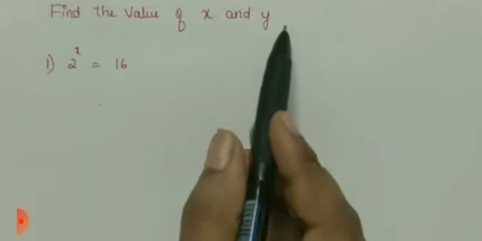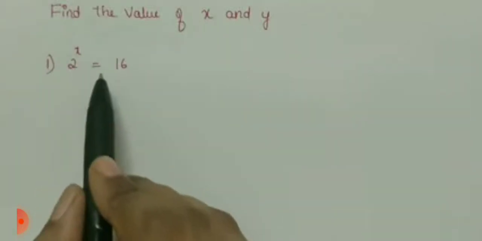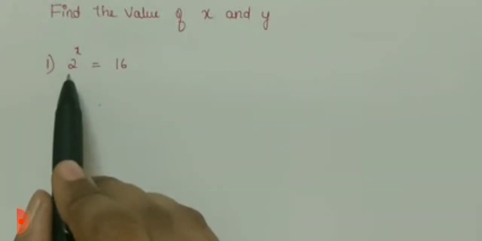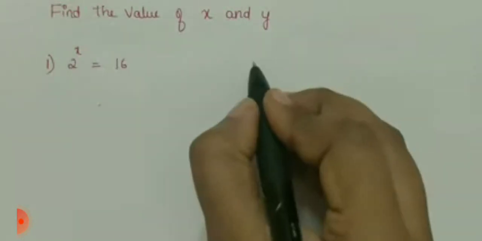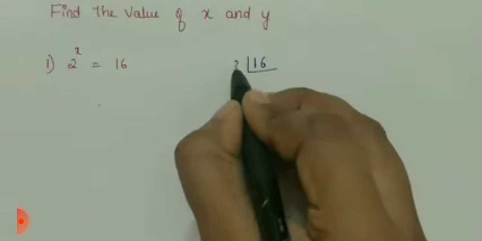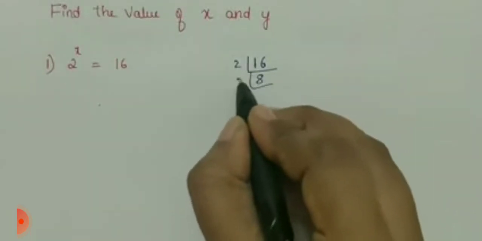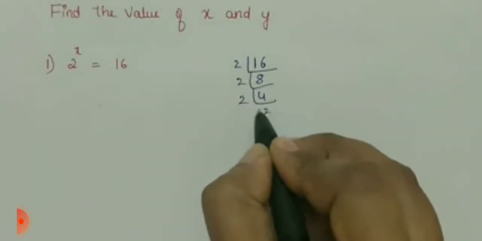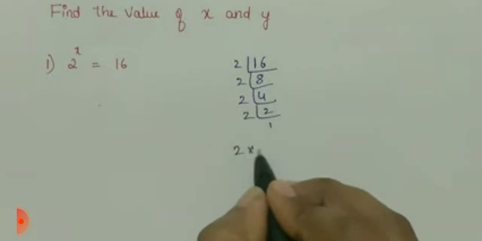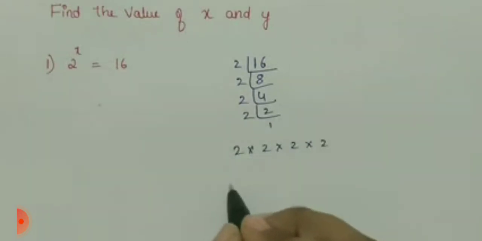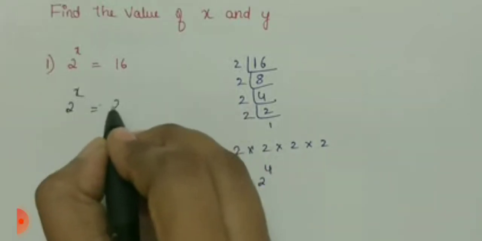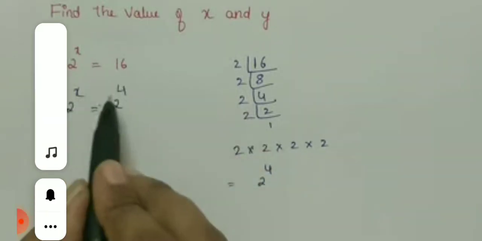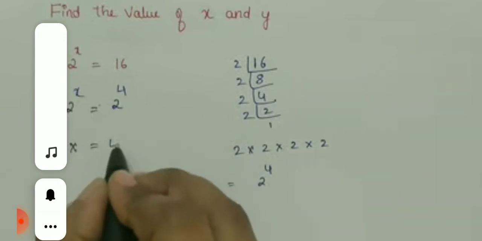Find the value of x and y. First one, 2 to the power x equal to 16. It is in exponential form. So convert 16 into exponential form and equate the exponents. Using prime factorization, 2 8s, 2 4s, 2 2s, and 2 1s. So 2 into 2 into 2 into 2 equal to 2 to the power 4. 2 to the power of x equal to 2 to the power of 4. By equating the exponents, x equal to 4.